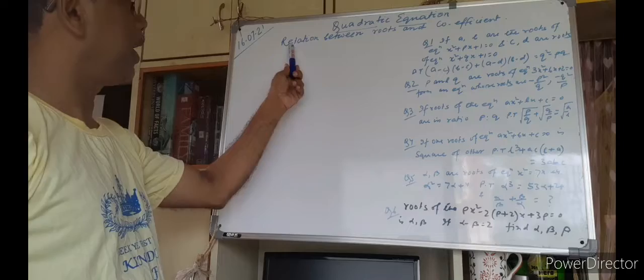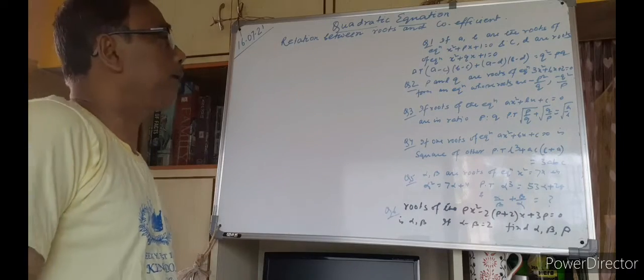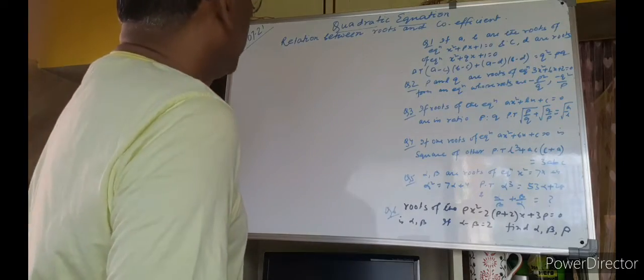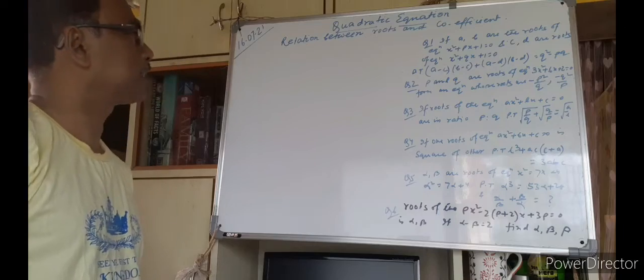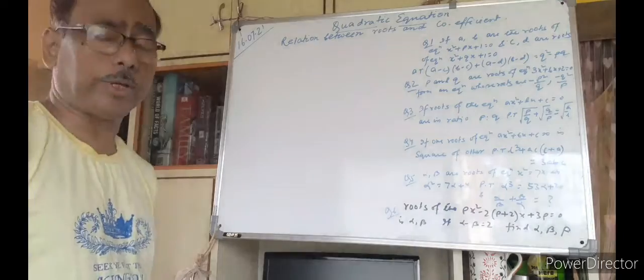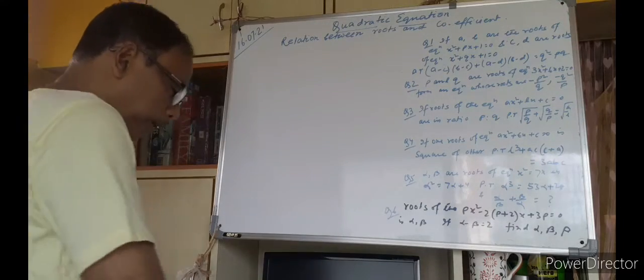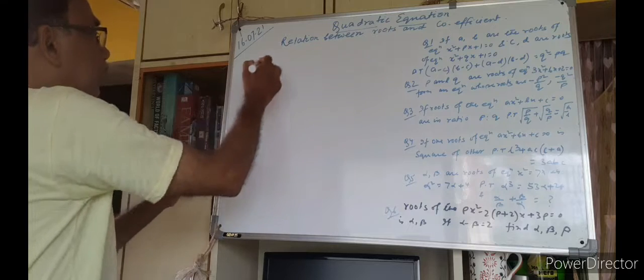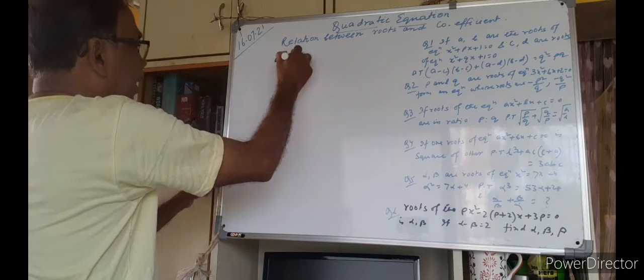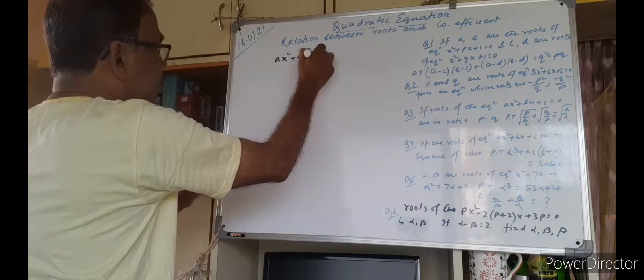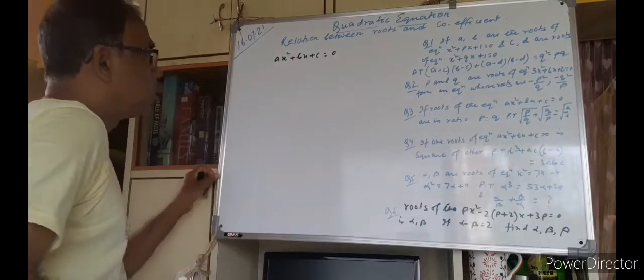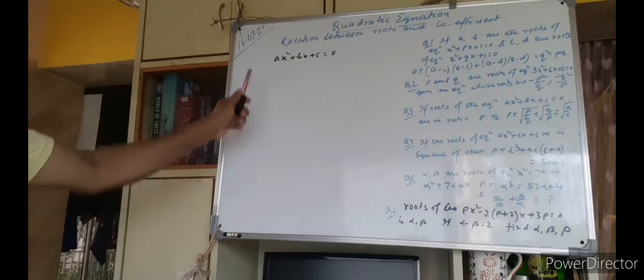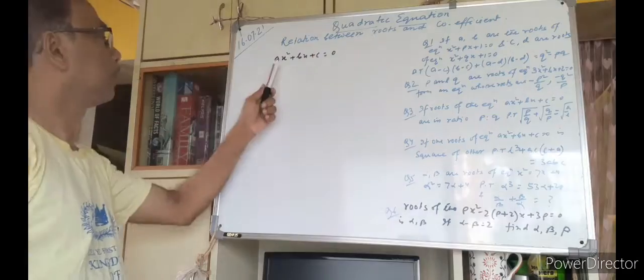Today's topic is the relation between roots and coefficients. In my previous class we explained what a quadratic equation is. Now we are going to start the relation between roots and coefficients. Let ax squared plus bx plus c equals 0 be a quadratic equation of x.